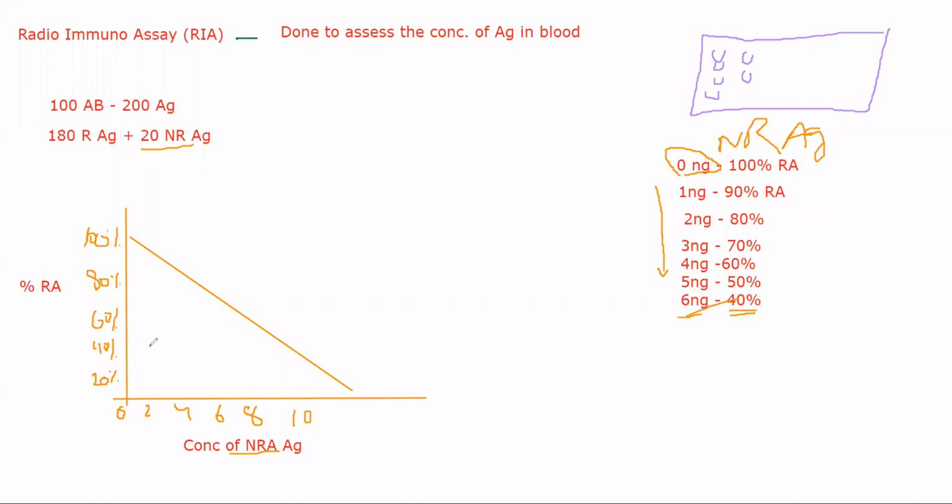As radioactivity increases, the concentration of non-radioactive antigen decreases. On the flip side, whenever the concentration of non-radioactive antigen increases, the radioactivity will decrease.